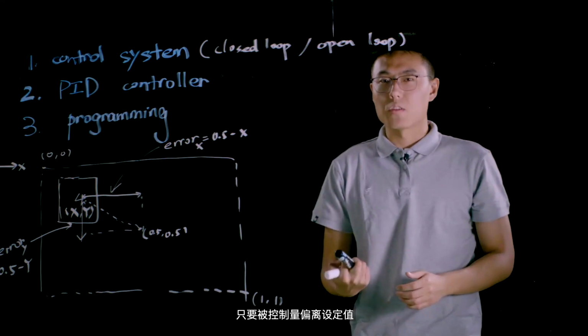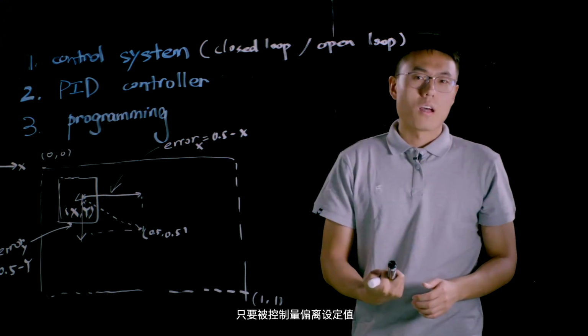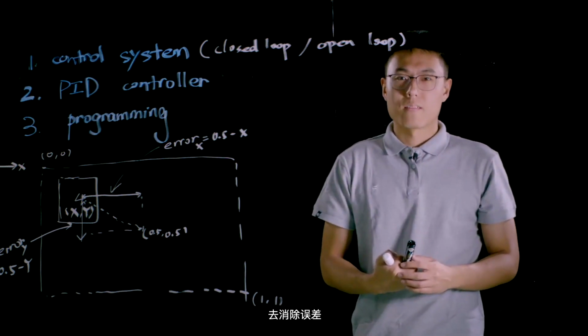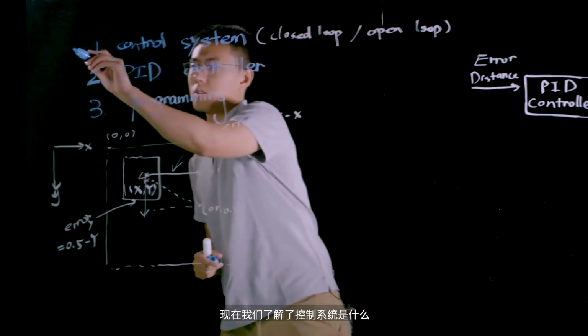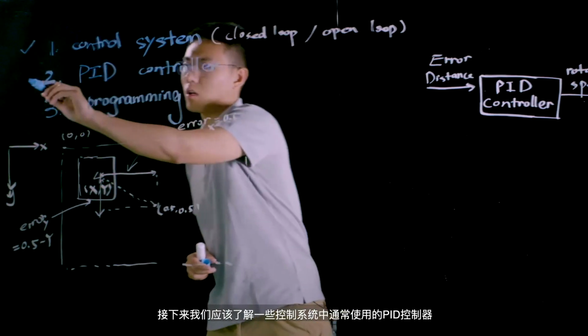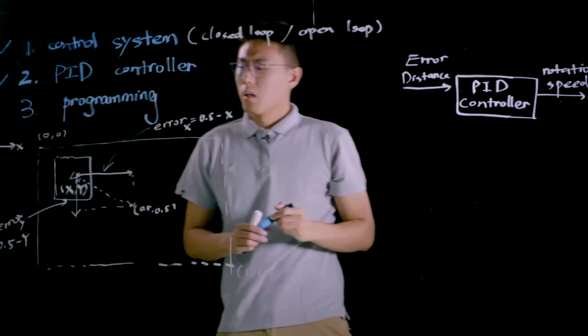As long as the output value deviates from the desired value, a corresponding control variable will be generated to eliminate the error. Now we understand what the control system is. And next, we should learn something about the PID controller normally used in the control system.